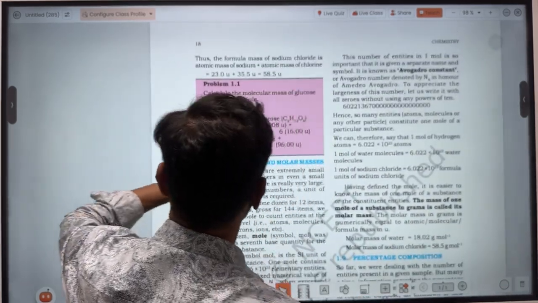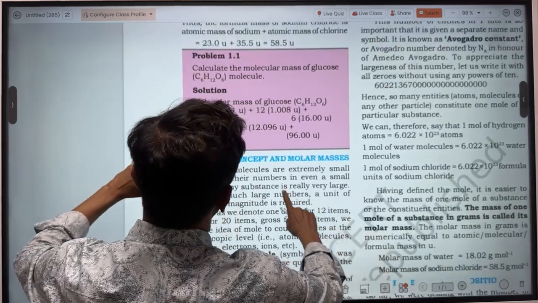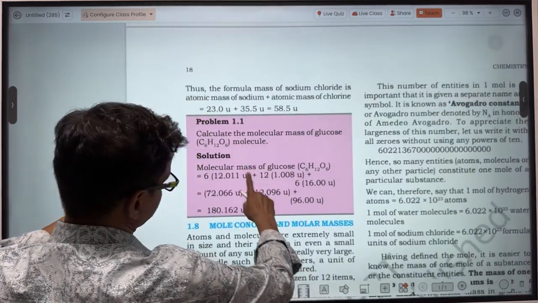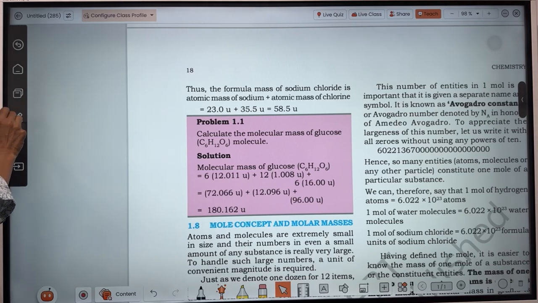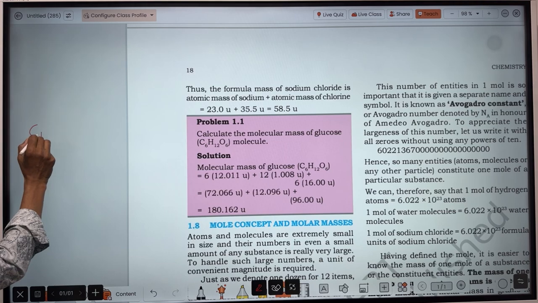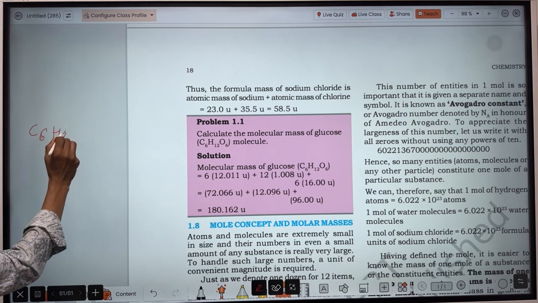Okay, let's see this question. For a glucose molecule, you will have to find out its molecular mass. Very simple here. The glucose molecular formula is C6H12O6.